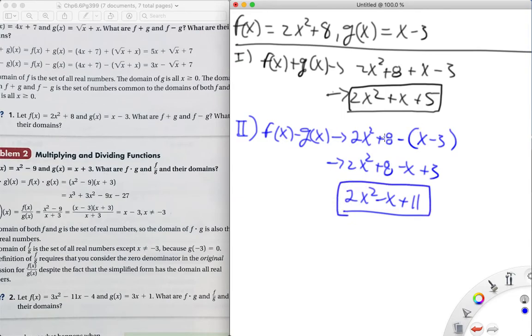Just note that when you're subtracting one function from the other, for the function that's being subtracted you have to put parentheses around the whole expression, and you're going to subtract all of it. So you're going to distribute that negative to both of those. That's why you got the negative x, and the negative times the negative gets you the plus 3, using the distributive property.